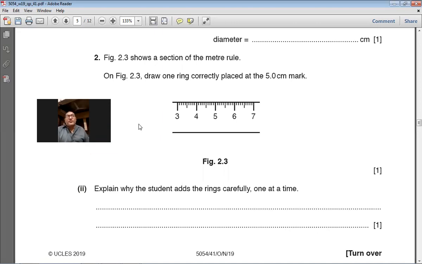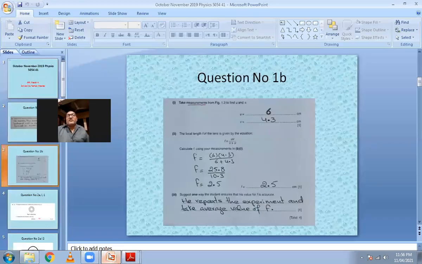On figure 2.3, draw one ring correctly placed at the 5 centimeter mark. So here the center will be here, so I have to place the ring here. I have to show the ring by drawing it. So let me show you.